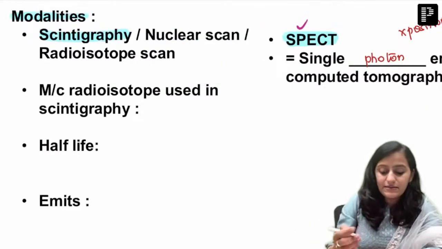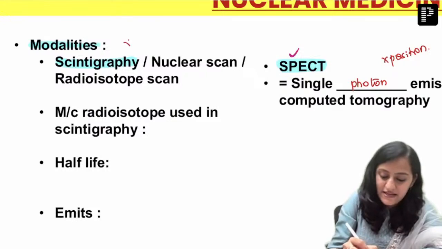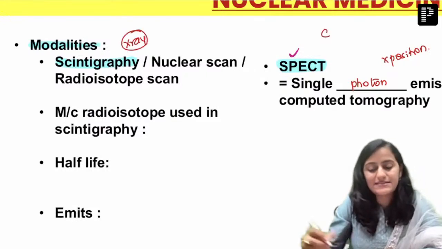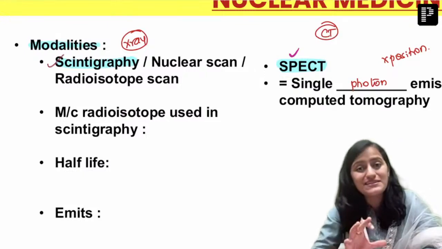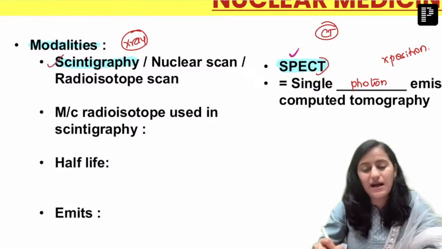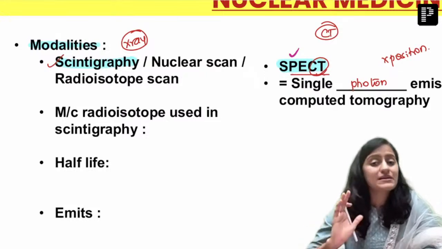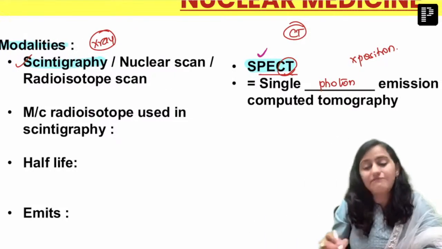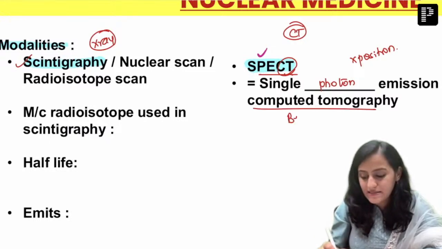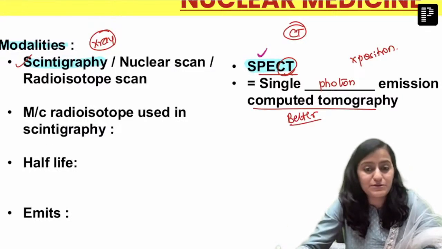Like in radiology, you have X-ray as the basic modality and the 3D X-ray is a CT. Similarly, in nuclear medicine, you have scintigraphy as the basic modality and like CT, you have SPECT. So logically thinking, which one will have a better resolution, a scintigraphy or a SPECT? SPECT is the CT, right? So it will have a better resolution as compared to scintigraphy.